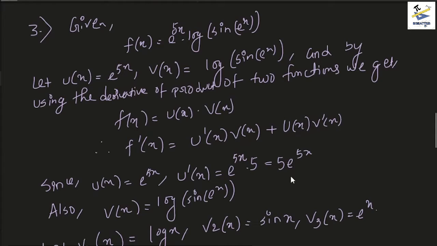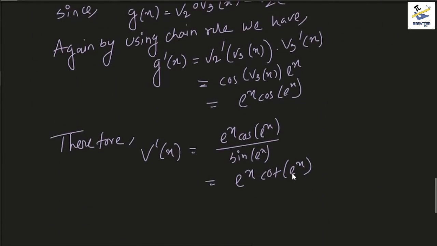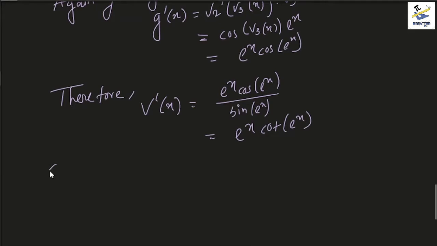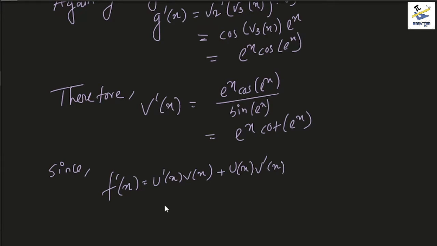and we see that u prime x was 5 e to the power 5x. Therefore since f dashed x is just equal to u prime x into v of x plus u of x into v prime x, we can see it is equal to 5 e to the power 5x into log of sine of e to the power x plus e to the power 5x into e to the power x cot of e to the power x.